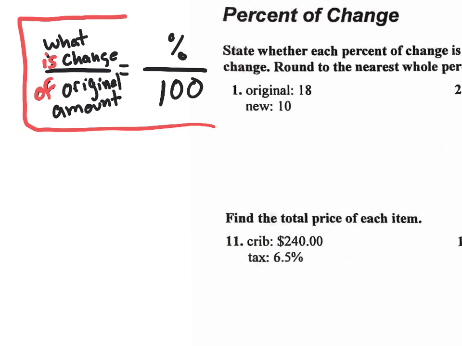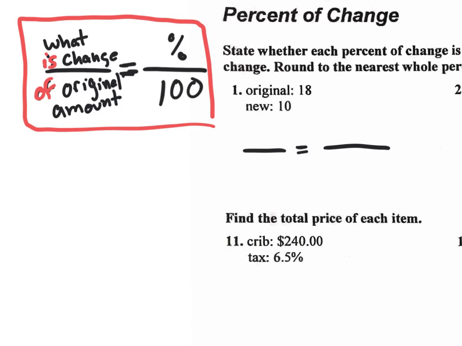It's a proportion, a fraction equal to another fraction. And it's always is over of equals percent over 100. Let me put that equal sign a little bit bolder. Okay, so once again, what is the change of the original amount? And that way you could find out what percent that change is. Okay, so let's create a proportion for number 1.